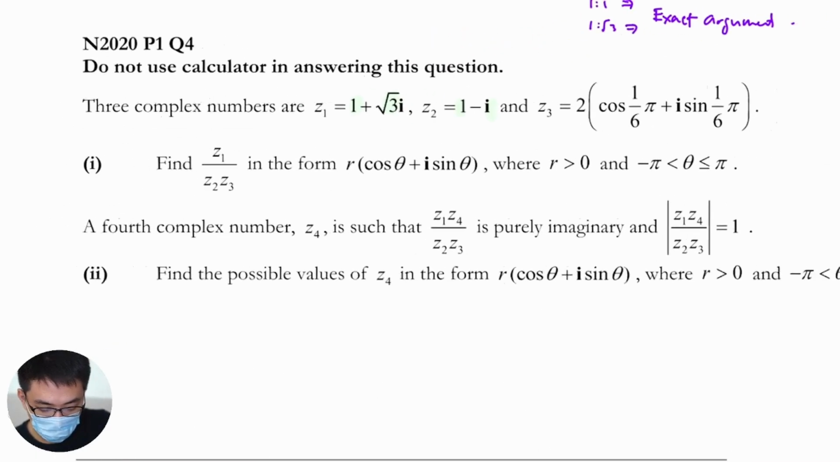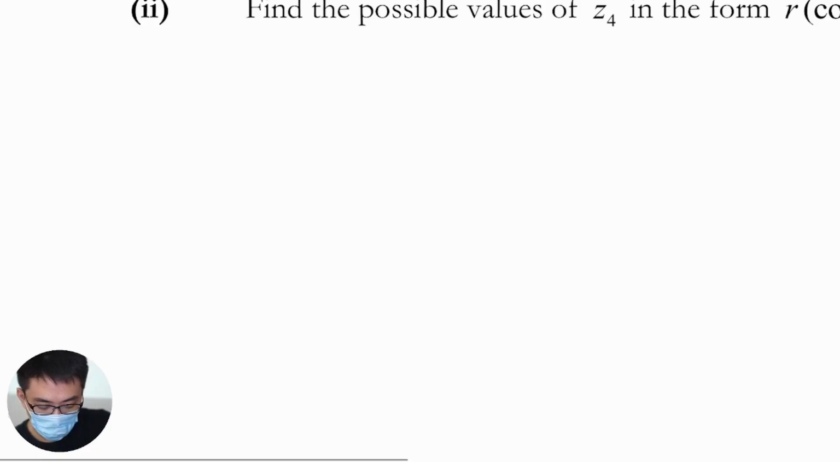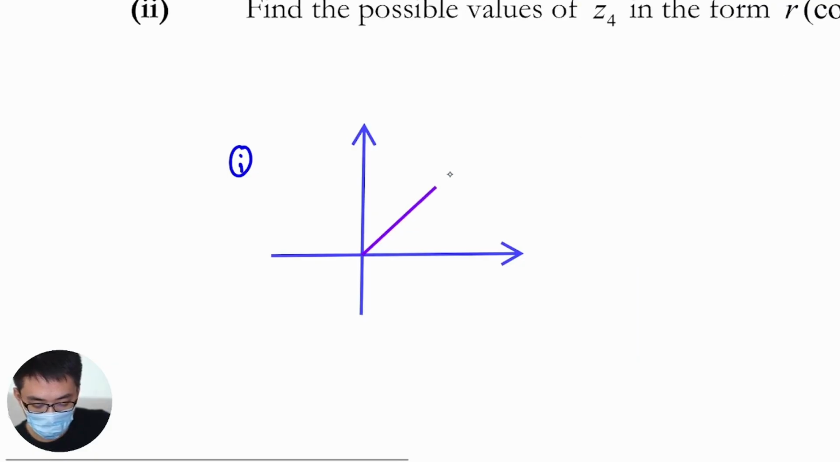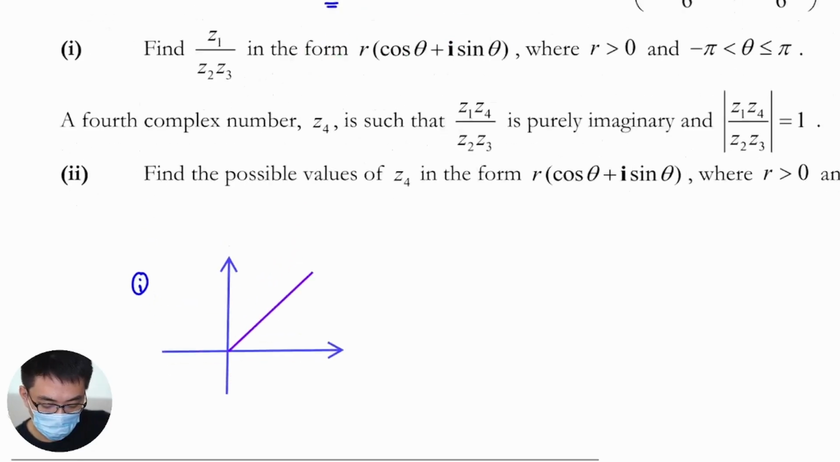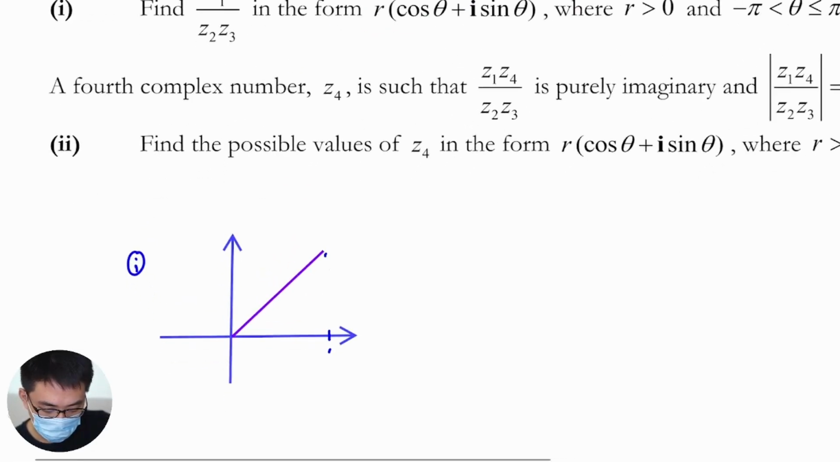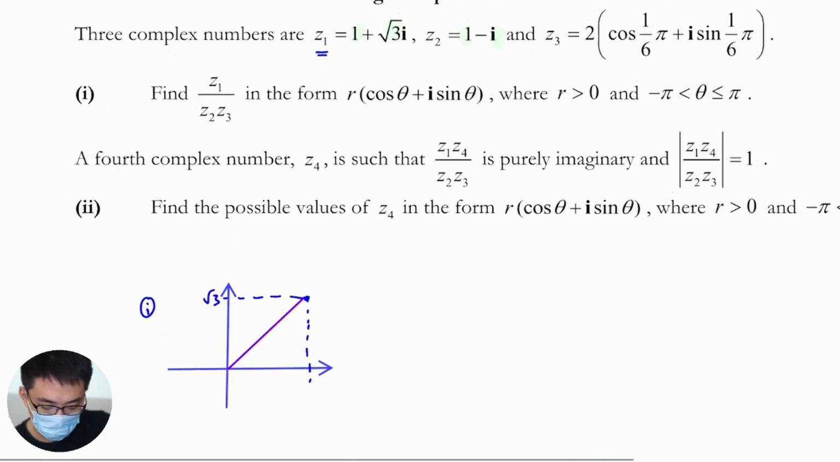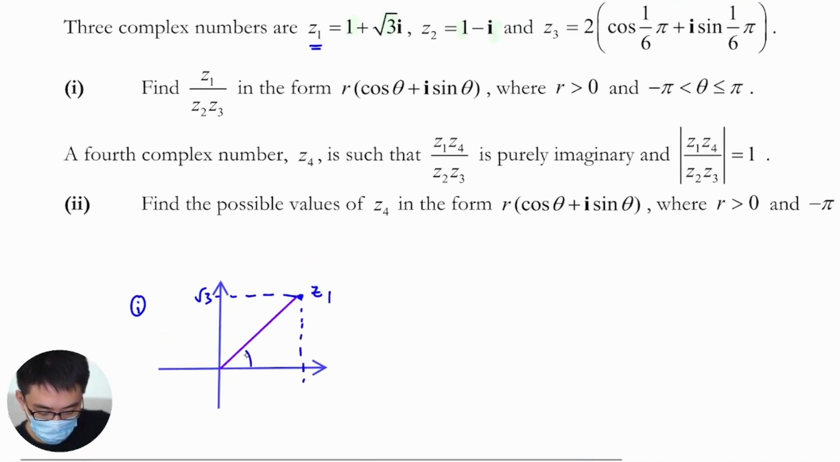So you just find what is z1. Z1 was the argument. So z1. If you can't really visualize the argument, just draw the Venn diagram. Z1. So Z1 is 2 lah.